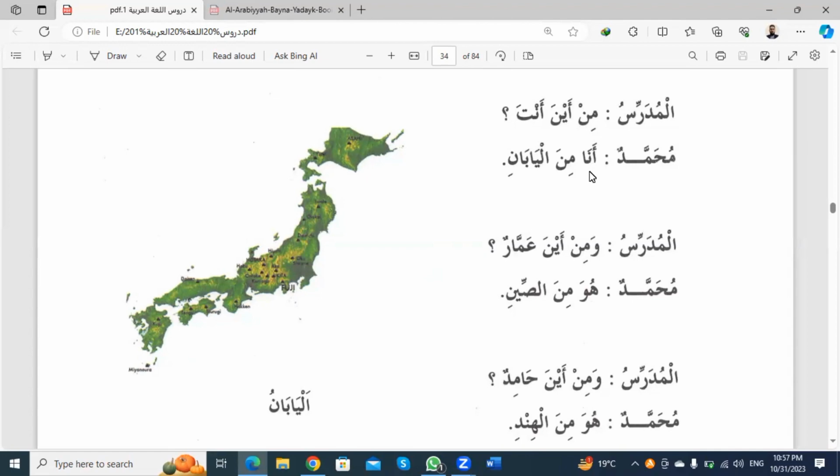Is it clear? So al-mudarrisu, the teacher says, wa min aina Ammarun, where is Ammar from? So Muhammad says that huwa minas Sine, he is from China. The teacher says, wa min aina Hamidun, and where is Hamid from? So he says, huwa minal Hindi, he is from India.